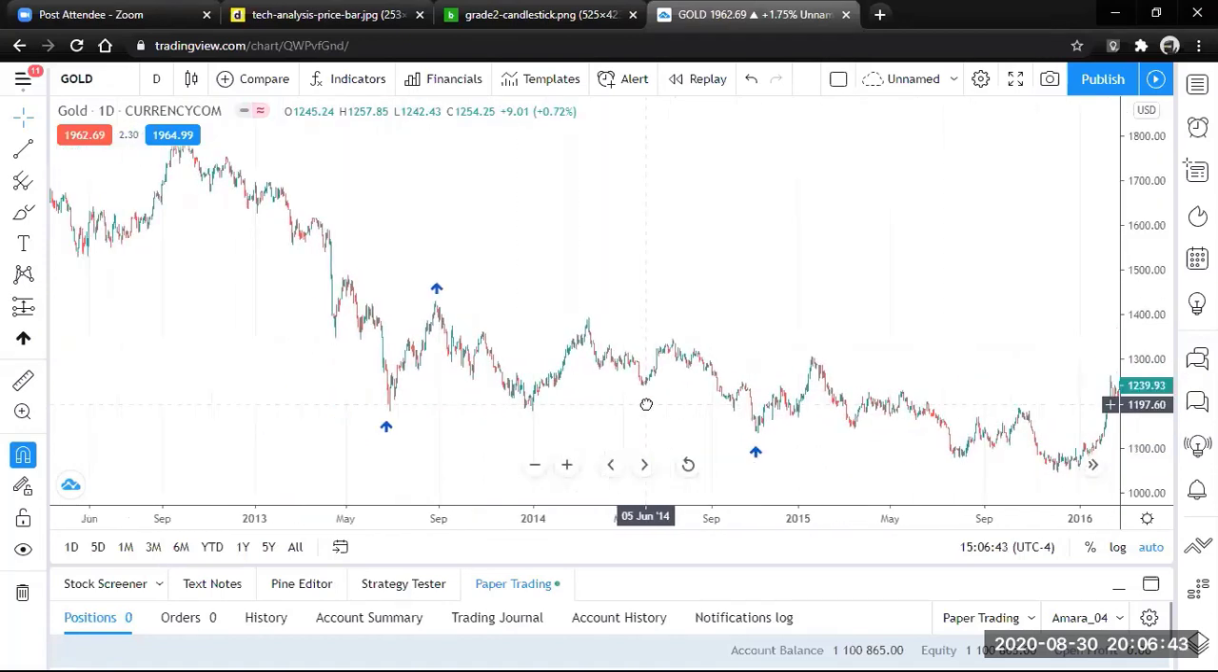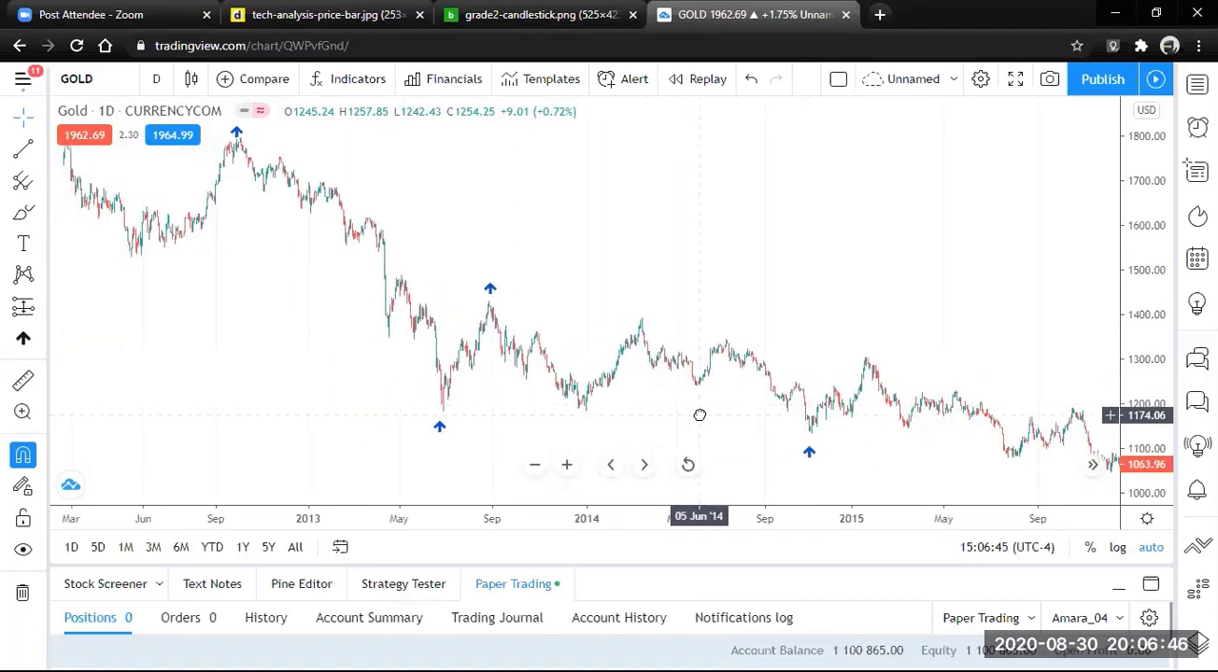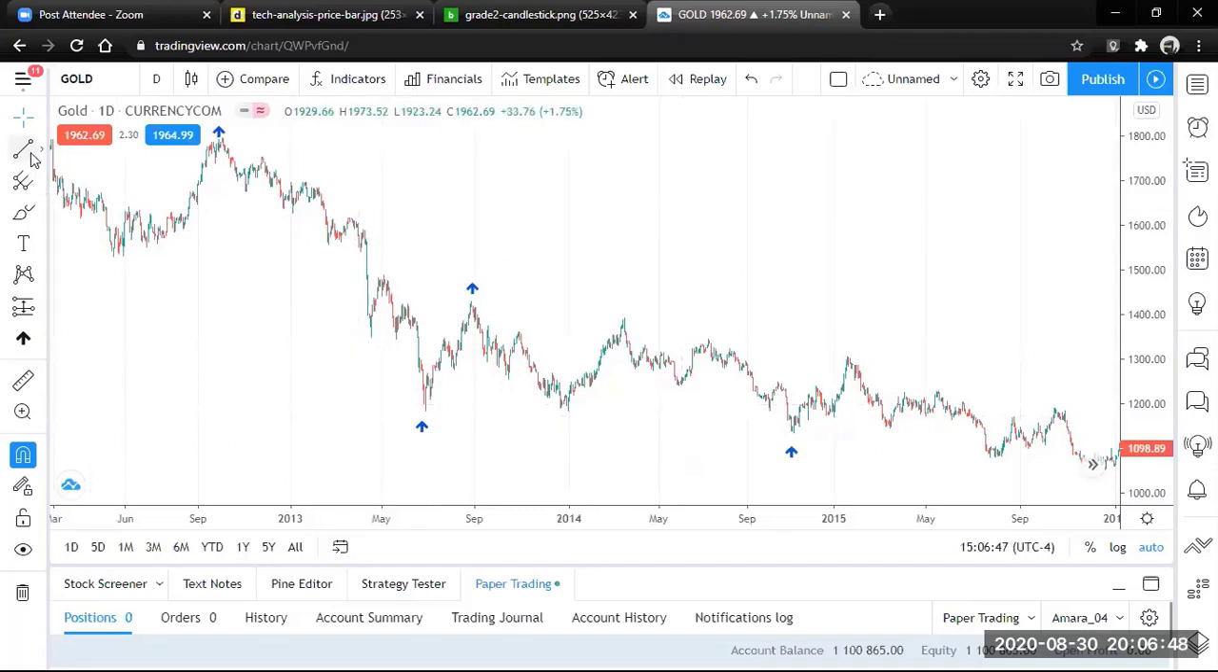Now, with that, like I said, you can do this with your eyes, like I've just done. But for some people, it's more convenient to just do it with a trend line.